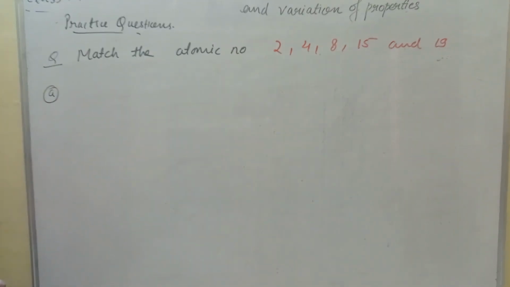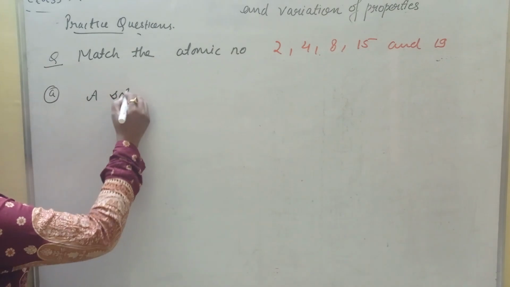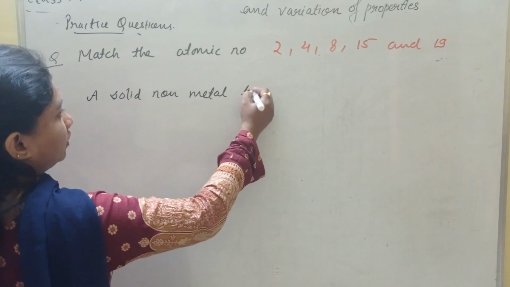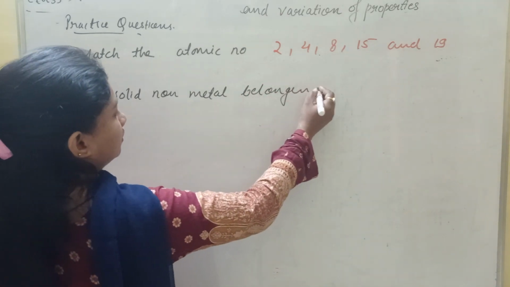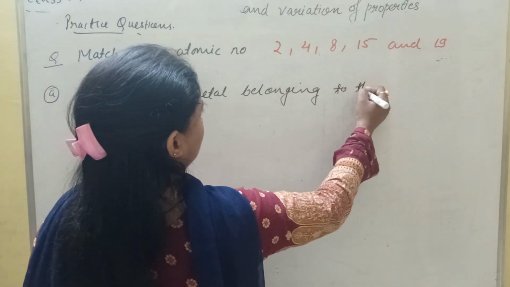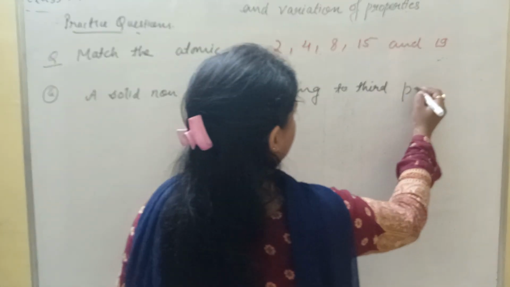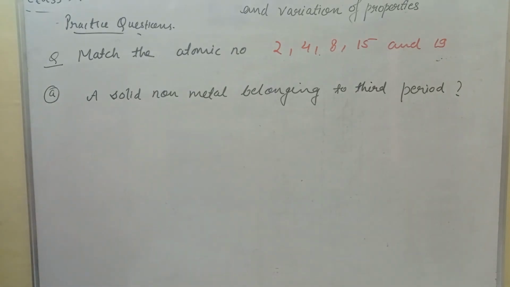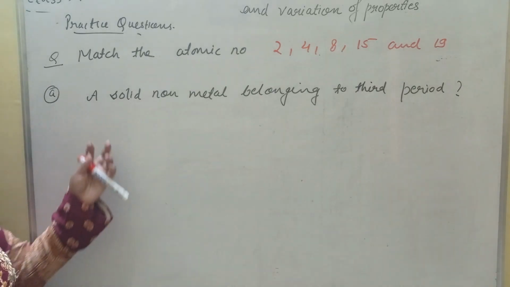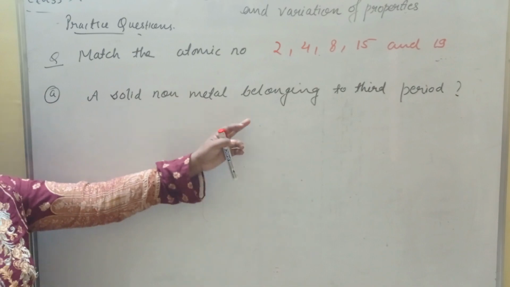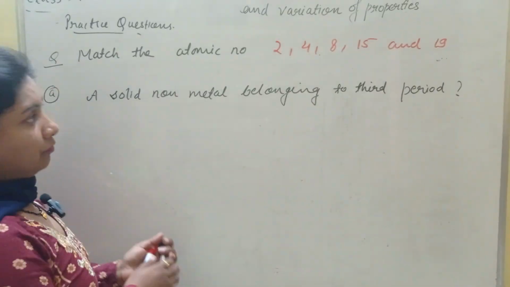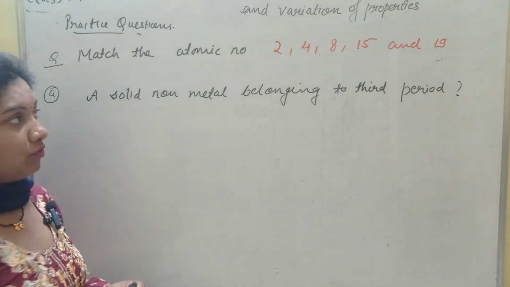What statement is given? A solid non-metal belonging to the third period. So you have to find out which element is a non-metal and belongs to the third period. Atomic numbers are given here, so with these atomic numbers you have to find out the elements first.